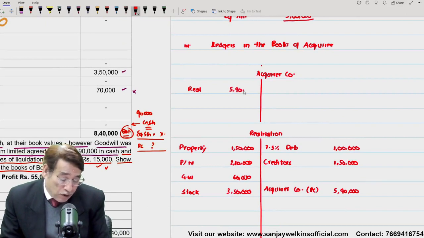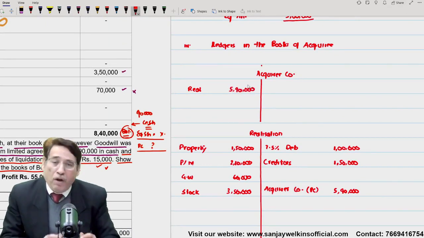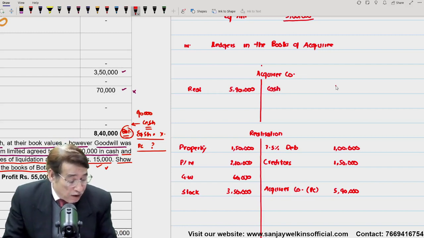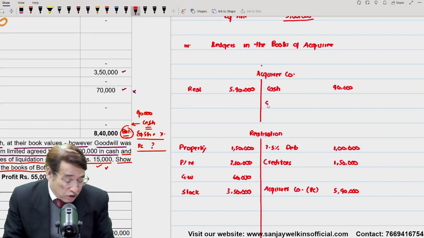Now you are going to pass the entry for the mode of payment which you are going to receive from the acquirer company. You are receiving cash worth rupees 90,000, if you remember, cash worth rupees 90,000, and besides that you are receiving shares in the acquirer company.